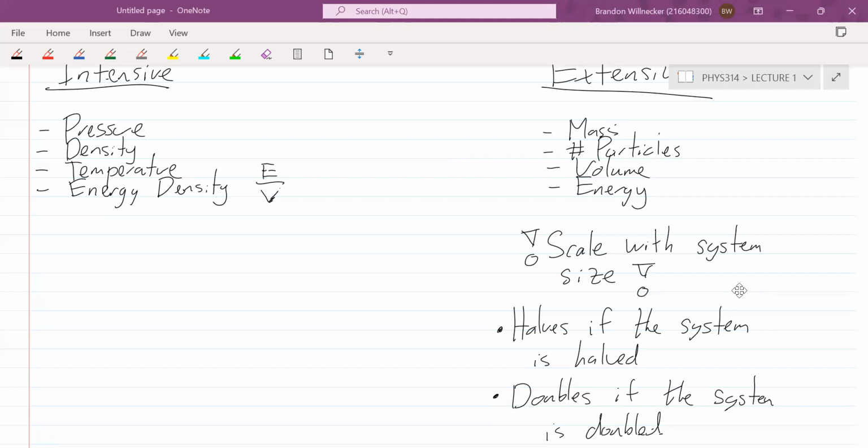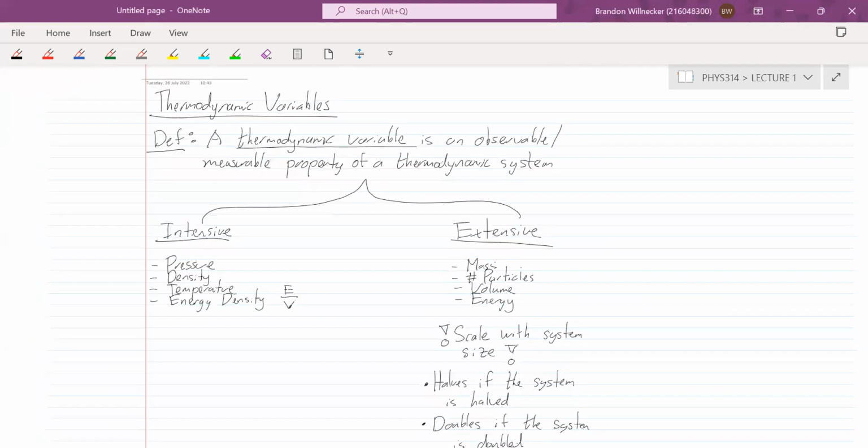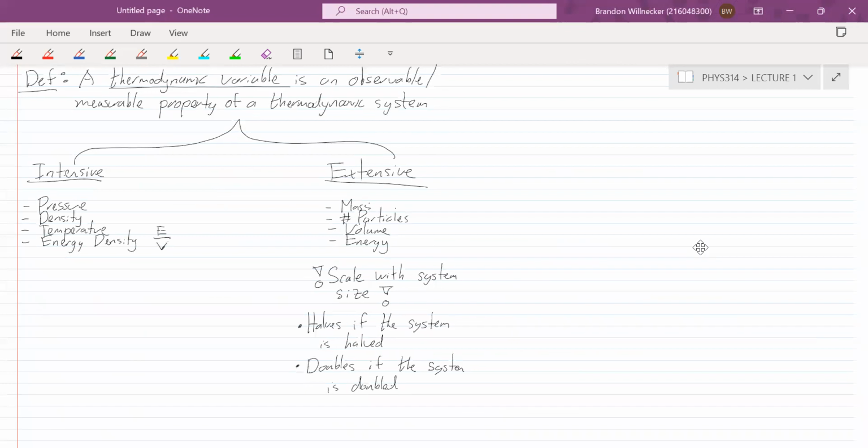Okay, on the other hand, things like intensive, if we look at temperature, if we have one box at 10 degrees Celsius and another box at 10 degrees Celsius, if we put these two boxes together, it's still 10 degrees Celsius. You don't end up with something that is 20 degrees Celsius. Okay, so in that case, it's intensive. Okay, so those are the differences between intensive and extensive.